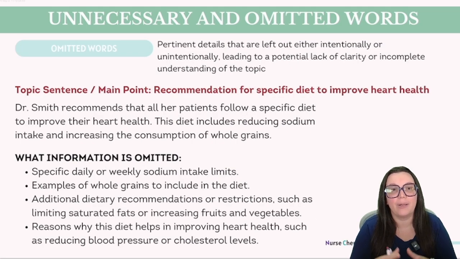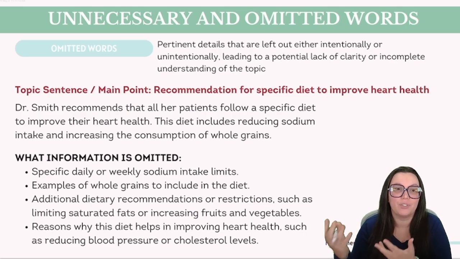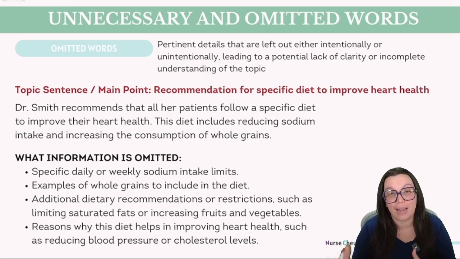And lastly, we're going to talk about omitted information in a text. This refers to the pertinent details that were left out either intentionally or unintentionally, leading to a potential lack of clarity or incomplete understanding of the topic. In some cases, the omission is strategic to streamline the content and keep the reader focused on key points. In other cases, it may unintentionally obscure the full content or necessary background that the reader needs to grasp in order to understand the subject fully.